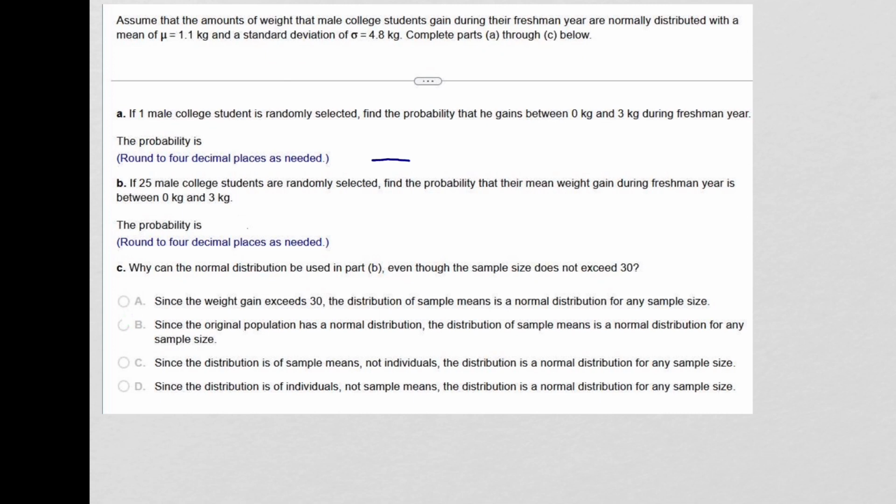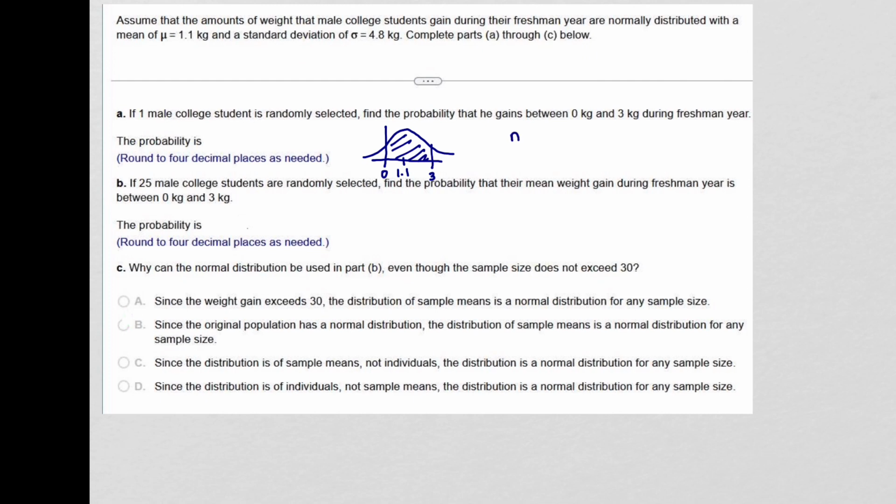So here we're looking at a normal distribution, where the mean is 1.1, and we want to find the probability that the amount of weight gained is between 0 and 3 kilograms. So I'm drawing a rough sketch here. It doesn't have to be super precise. I just want to visualize the fact that we're between 0 and 3.